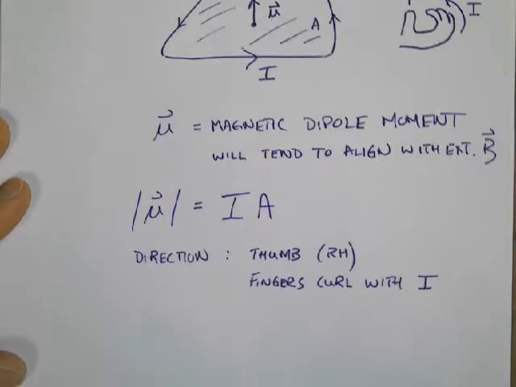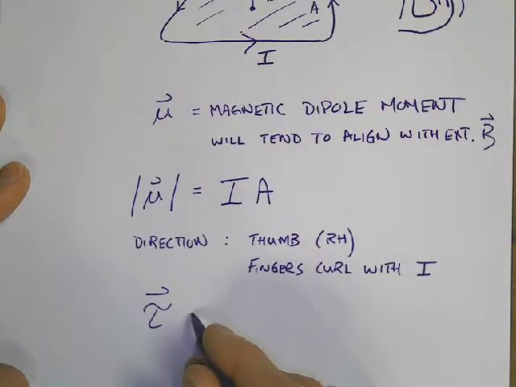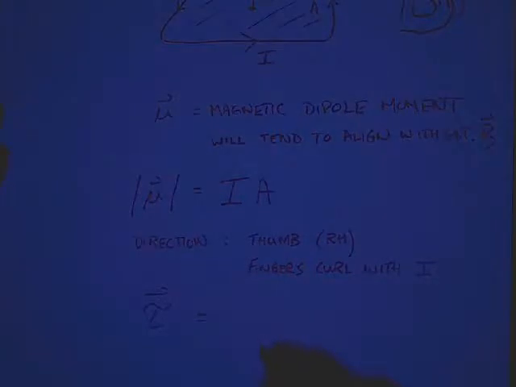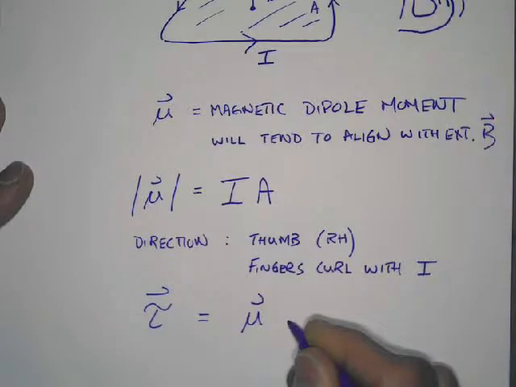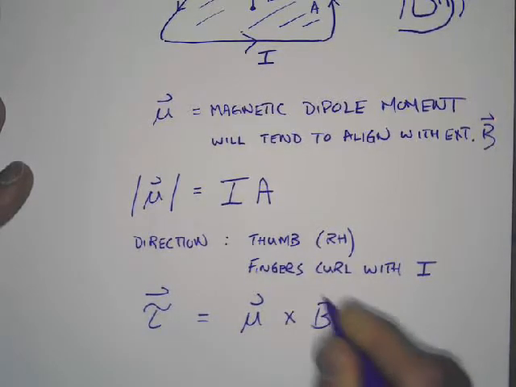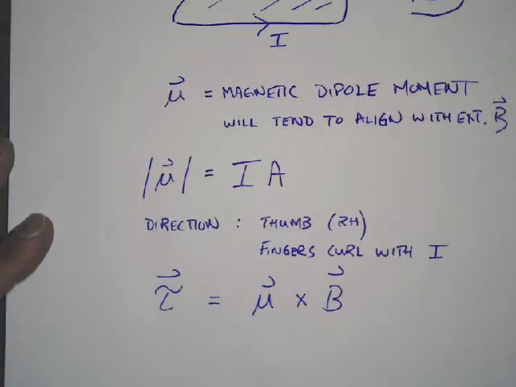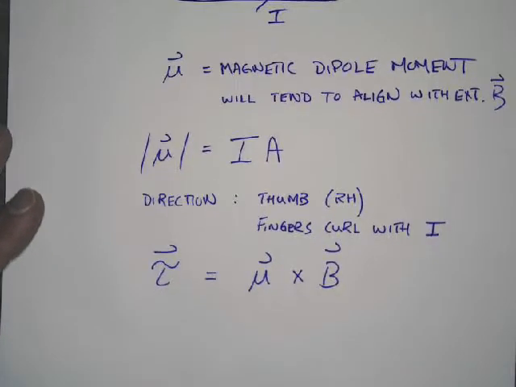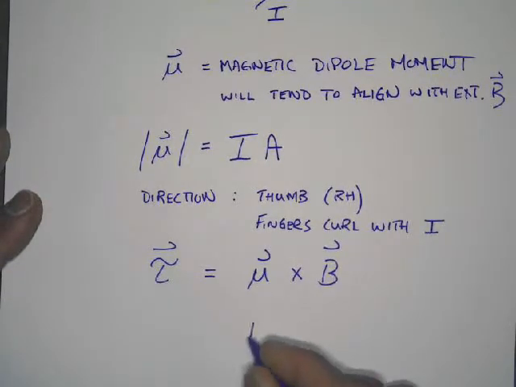Okay, so how does this help us? Well, we're now going to redefine the torque, and torque is going to be equal to the cross product of mu cross B. And that should look not crazy, because remember that mu is equal to I times A.